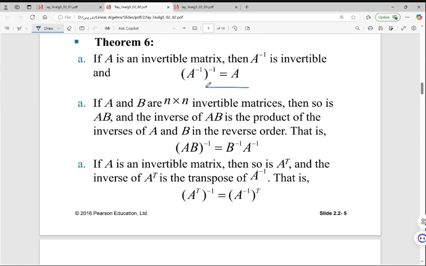Inverse of inverse of a matrix A equals A. So (A^-1)^-1 is A.